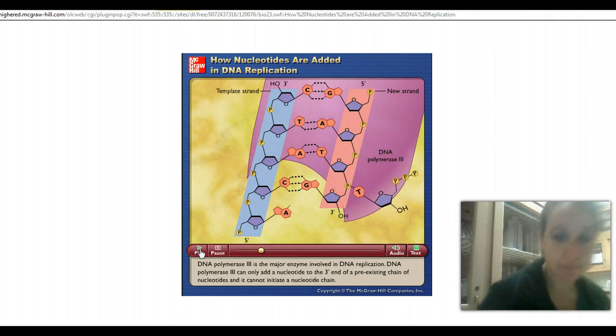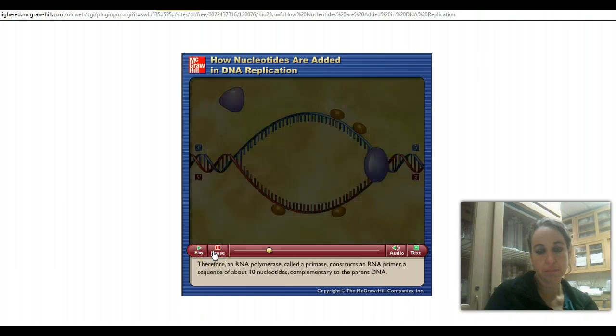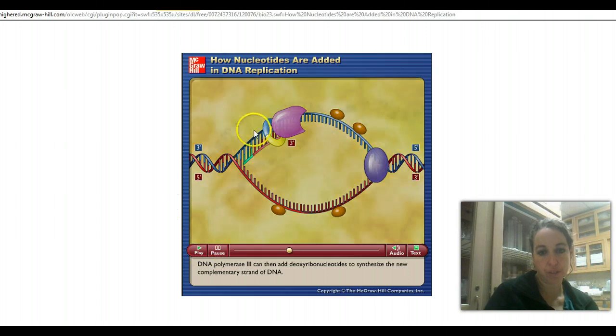Polymerase 3 can only add a nucleotide to the 3' end of a pre-existing chain of nucleotides, and it cannot initiate a nucleotide chain. Therefore, an RNA polymerase, called a primase, constructs an RNA primer, a sequence of about 10 nucleotides. This is a little more information than you need to know, but you can still see what's happening. DNA polymerase 3 can then add deoxyribonucleotides to synthesize the new complementary strand of DNA. So you're adding in a new strand to the original strand.